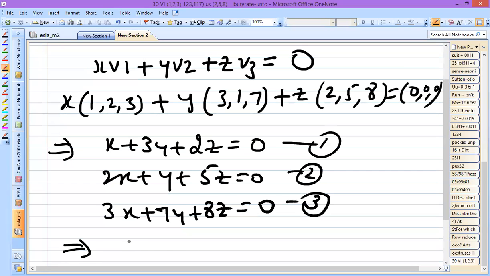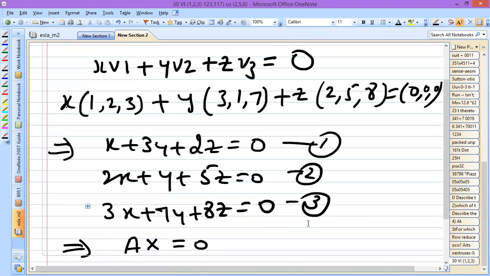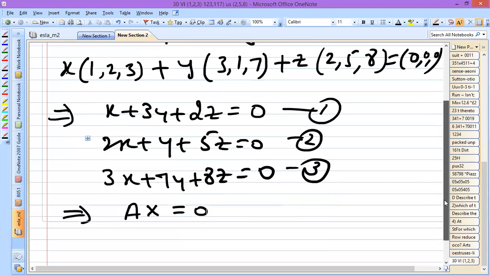So this should imply that A multiplied with x should result in 0. So if you have the 0 vector, then you can say that it is linearly dependent. So here you can write in the next.